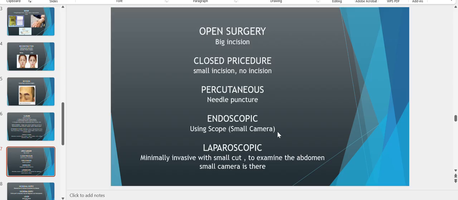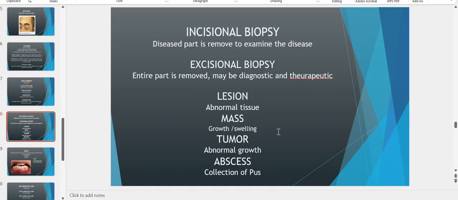Okay? Now, coming to the next, incisional biopsy and excisional biopsy. Incisional biopsy means a diseased part is removed to examine the disease. Only for the analysis of the disease, only for disease examination, only as a diagnostic procedure, we can say that. That is an incisional biopsy.